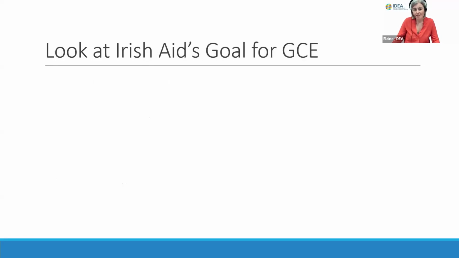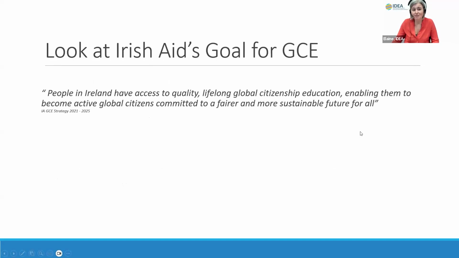A really helpful place to start is the Irish Aid strategy. The Irish Aid strategy for global citizenship education is available on their website. They've just recently been carrying out a midterm review of that strategy, but it runs up to the end of 2025. And the overall goal for the Irish Aid strategy is a really useful place to look to start to define the goal for your particular project or intervention.